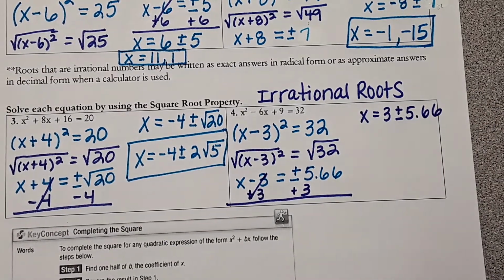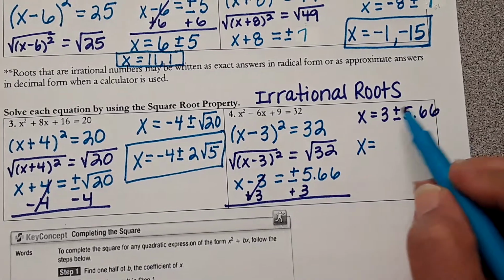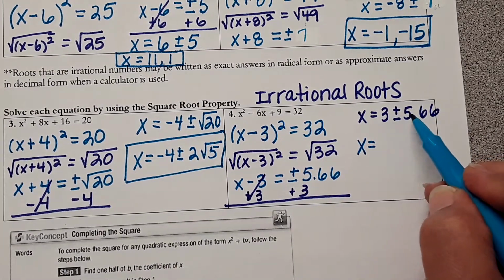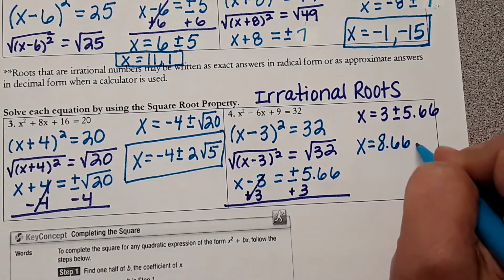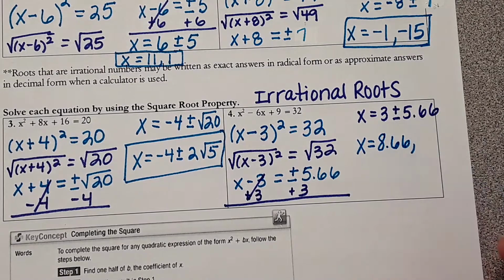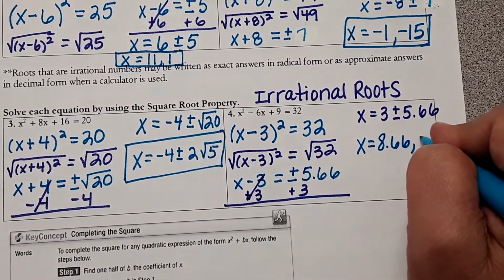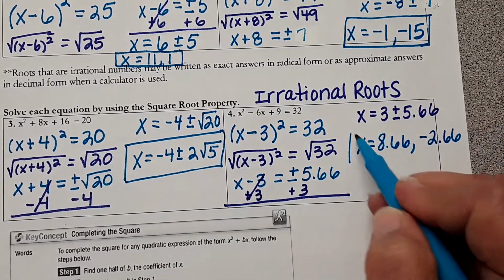Now this one you have to do just like it was a rational number, you guys. It's a decimal, but it would be a rational number. So x would equal 3 plus 5.66, which is 8.66. And then it would also equal 3 minus 5.66, which is negative 2.66.